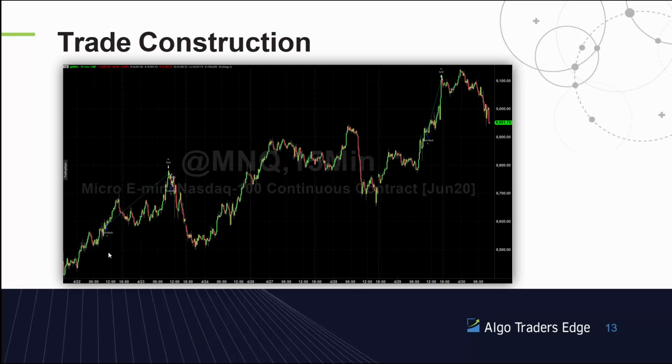So here's an example. This is the micro NASDAQ contract. And you can see had a nice big long trade here. And then we had another long that quickly got stopped out with a very tight stop. Then another nice big long trade here. And by doing this, what we're doing is we are allowing the winning trades to make much more on average than what our losing trades lose on average.